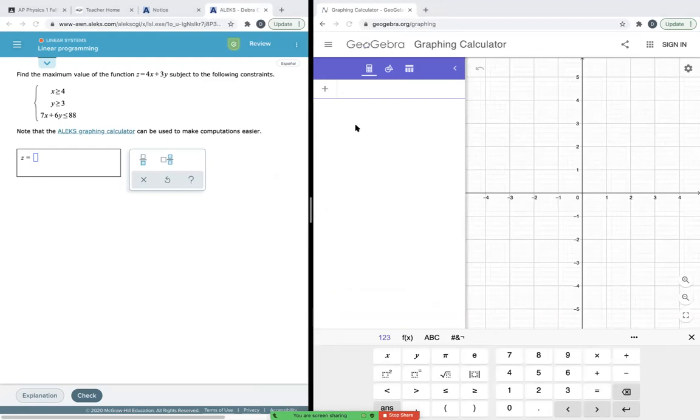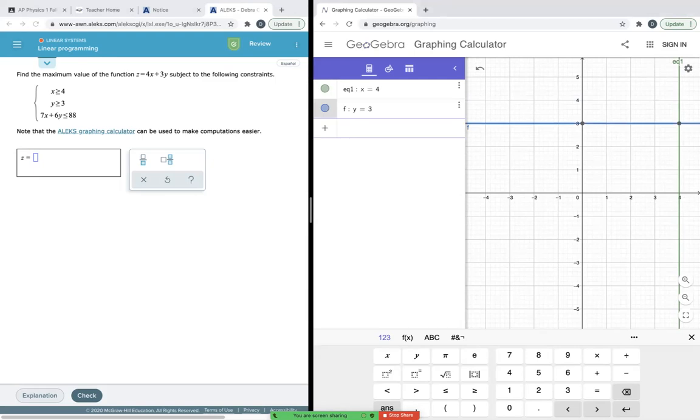What we're going to do is enter these three equations, but we're not going to enter the inequalities. We're going to set them equal to each other. So instead of x greater than or equal to 4, which I can enter, but it becomes a mess because they shade it and it becomes very difficult to see, I'm going to hit x equals 4, and it will graph a line at x equals 4. Then I'm going to hit y equals 3.